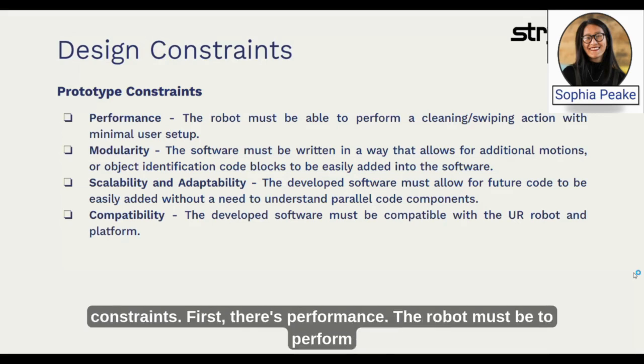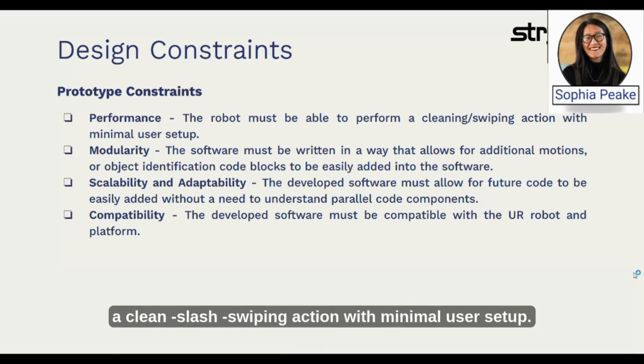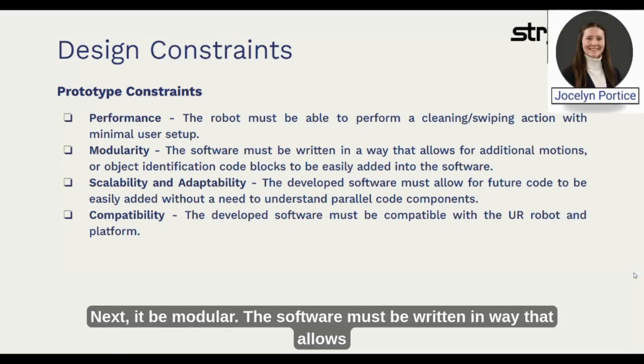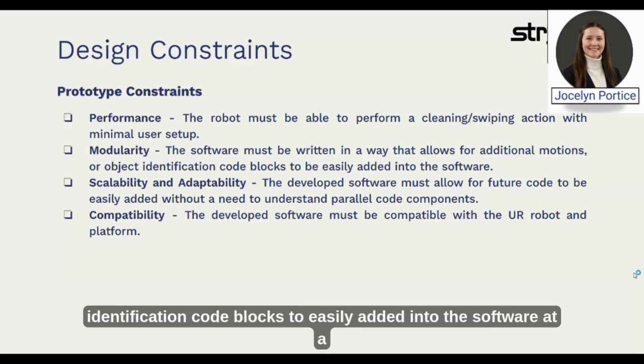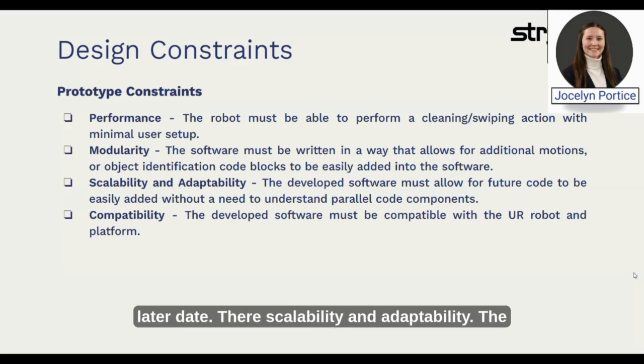Based on the research for the vision system and UR, we came up with some design constraints. First, there's performance. The robot must be able to perform a clean/swiping action with minimal user setup. Next, it must be modular. The software must be written in a way that allows for additional motions, testing procedures, or object identification code blocks to be easily added into the software at a later date.